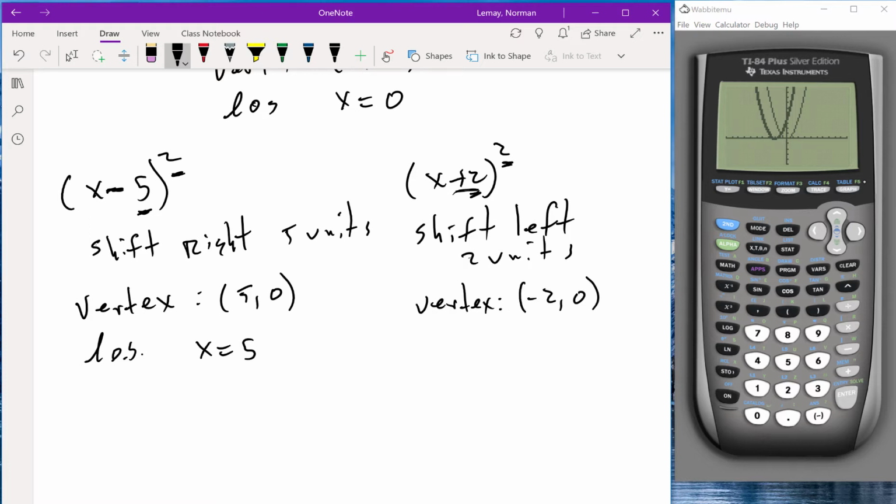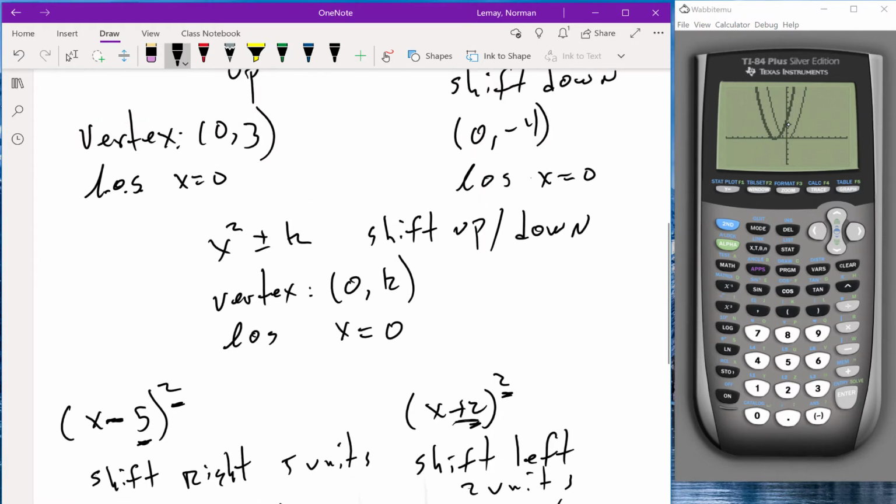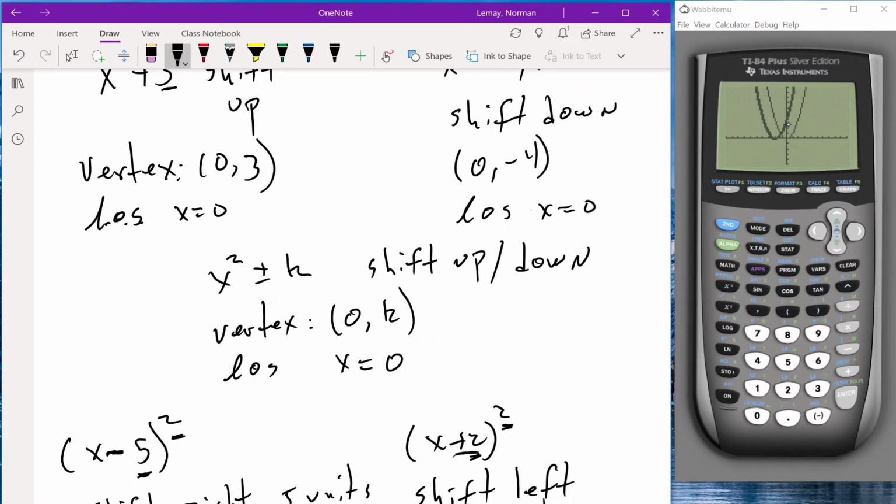Notice that the vertex is now (-2, 0), because the vertex here shifted over here to the left, and notice that the line of symmetry is x equals -2. Okay, so notice that there seems to be a relationship between this x component of the coordinate, notice here, and then let's just scroll up. Notice that these guys here appear to be the same, and again here and here appear to be the same. And there is that relationship here.